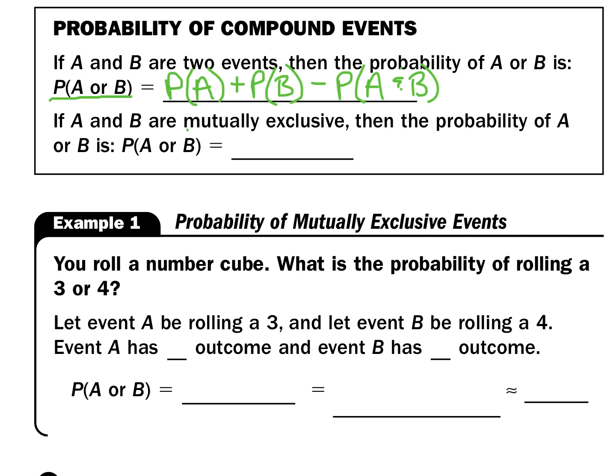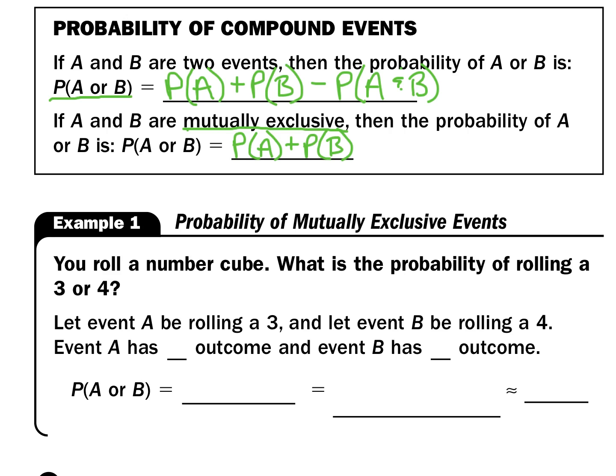If A and B are mutually exclusive, in other words, A and B can't happen together, like rolling a die or flipping a coin, you can't have more than one event occur, then the probability of A or B is just equal to the probability of A plus the probability of B. And we'll talk about that more in this first example.